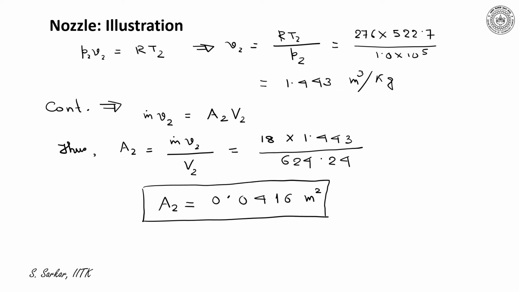Now I'll go to the second part, evaluating the area of the throat of the nozzle. So I'll solve part 2 now, that is the throat area, AT. Now here to evaluate the throat area, I have considered the losses occur in the divergent part only.